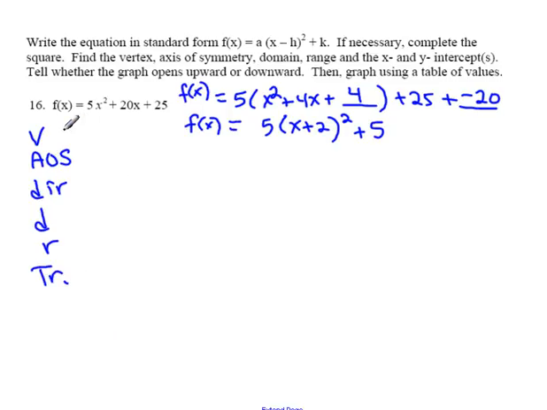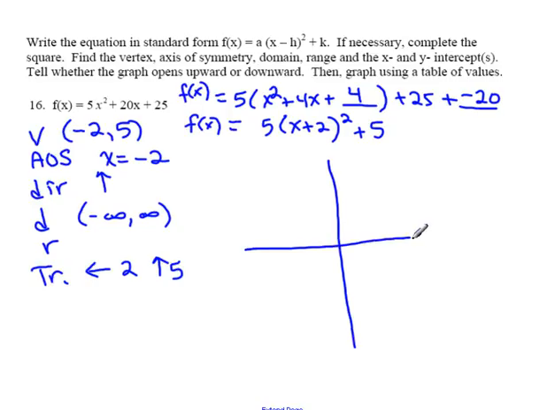Okay, so the vertex. The opposite of the x quantity, negative 2. Bring down the y value, 5. Axis of symmetry, x equals the x of the vertex, negative 2. The direction, since a is positive 5, the opening will be upward. The domain is always negative infinity to infinity. The range we'll find from the graph. And now look at the transformations. So from the origin we moved 2 to the left and 5 up.